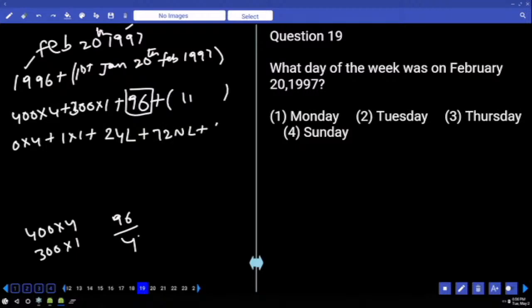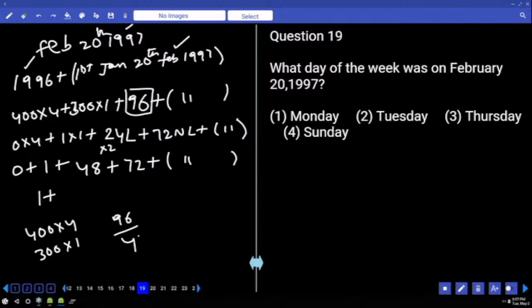Coming back to this one, 0 into 4, 0, 1, and next one, a leap year will have 2 odd days. 24 means 24 into 2, how many? 48. Non-leap year, 1 odd day, 72 into 1, 72. Then 0 into 1, 0, 1, 48, plus 72. 48 plus 72, how much?